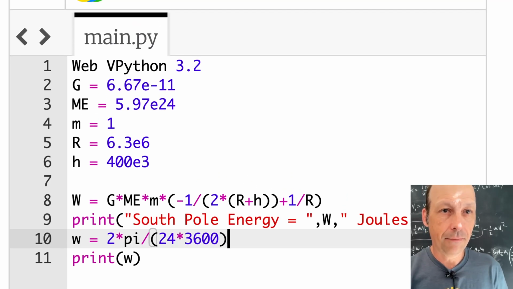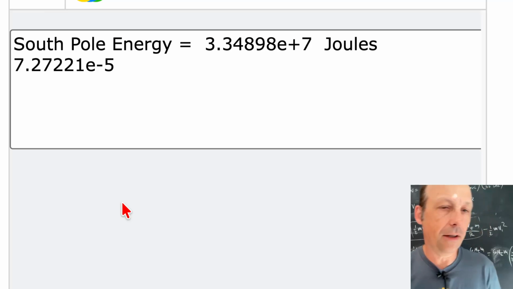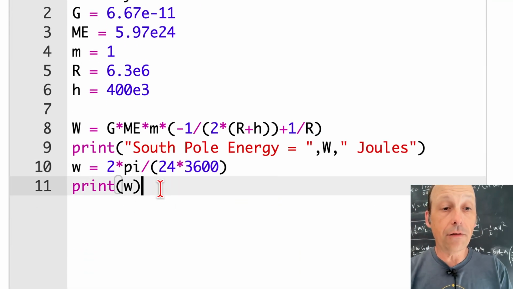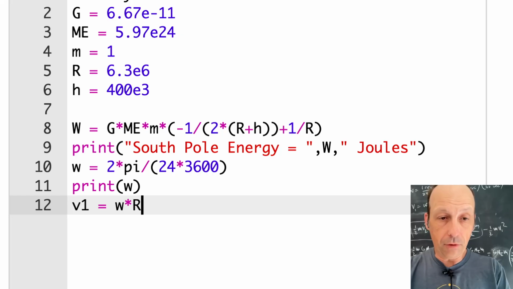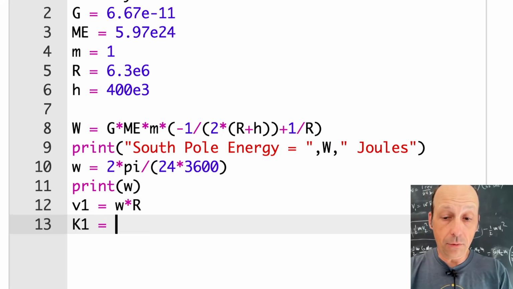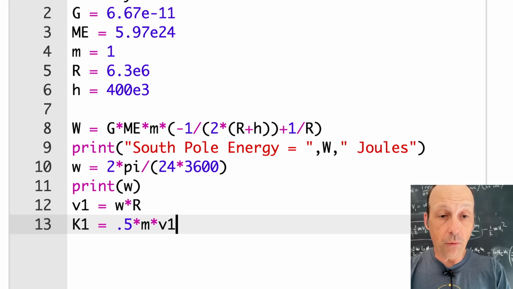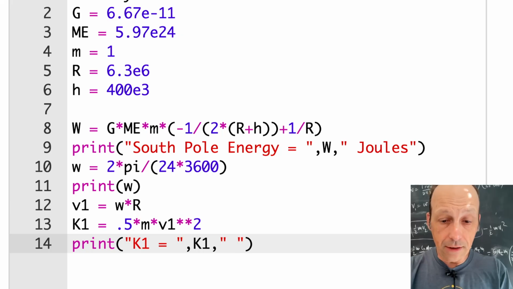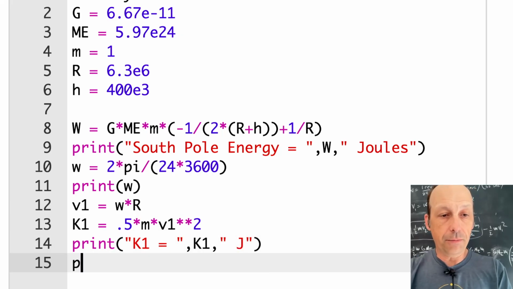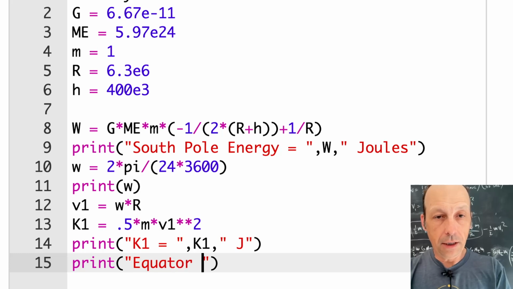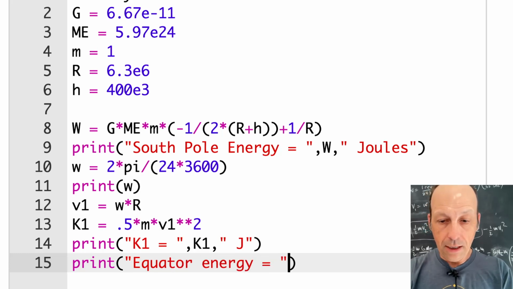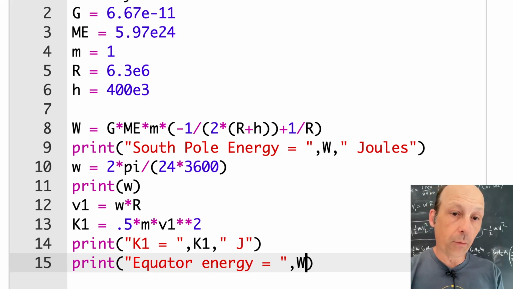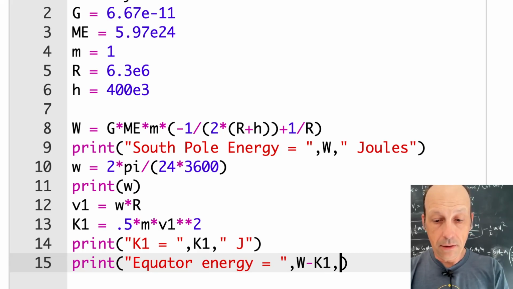The good thing is I printed it out. Yeah, I knew it was something times 10 to the 5th. Okay, so that's better. Now I can calculate v1. v1 is going to be omega times r, and then K1 is going to be equal to 1/2 times m times v1 squared. Let's print K1. This is going to be our energy savings, and that's K1 in joules. Then let's print the other energy. Print equator energy equals W, the work we had before, minus K1, in joules.